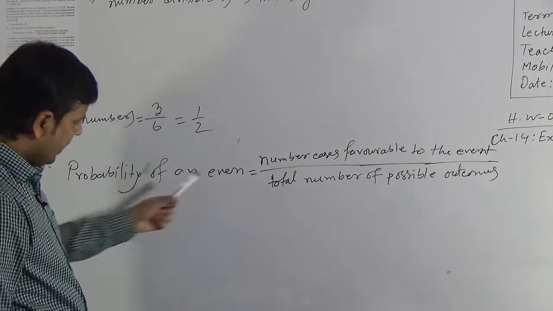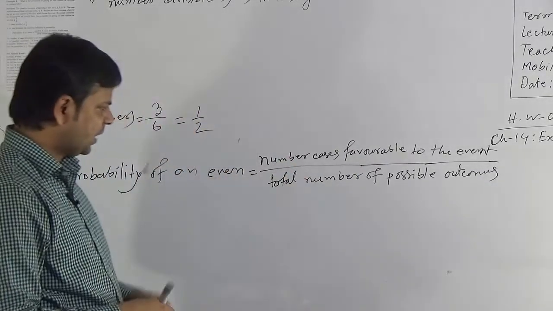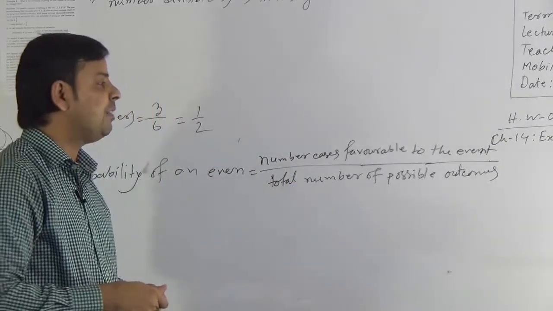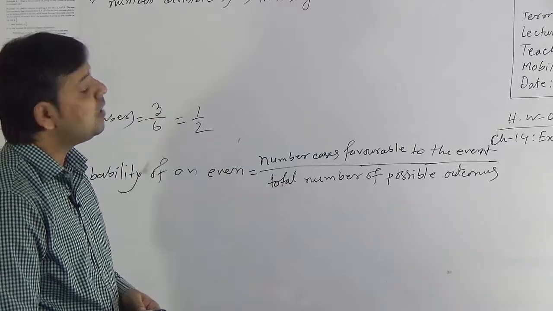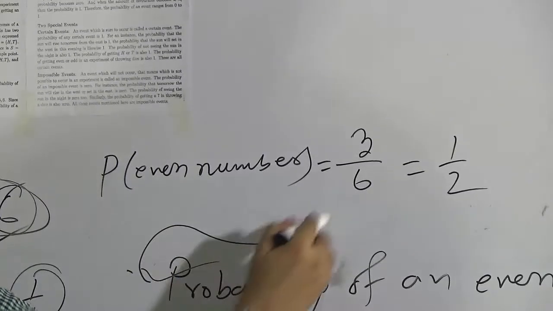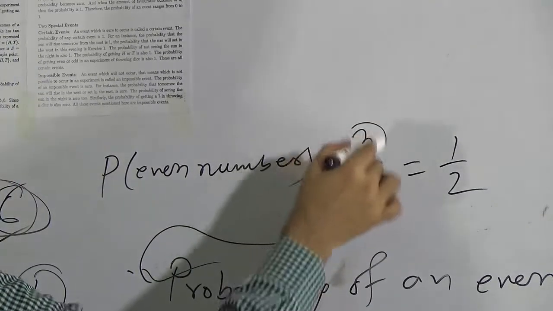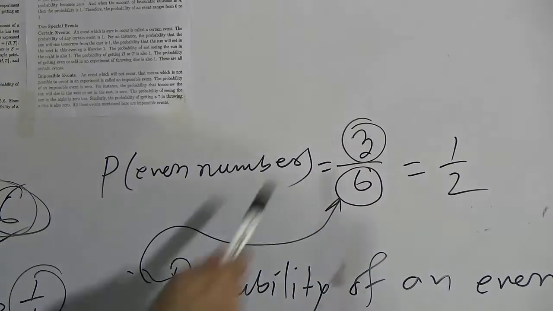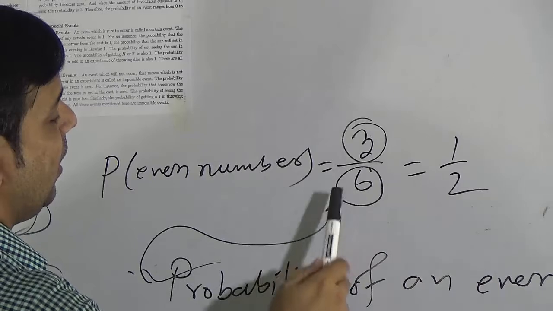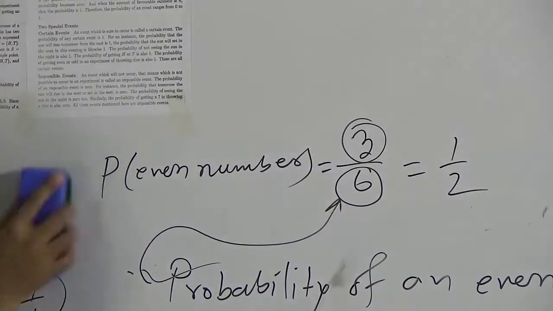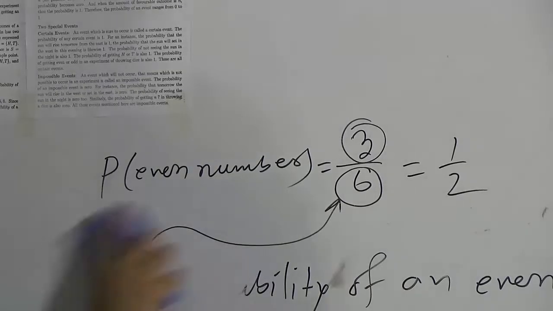Okay dear students, here in the numerator we can write the number of favorable outcomes of the event. So this is the formula for determining probability: this is favorable outcomes and this is the number of all possible outcomes. Okay dear students, so we can go to the next topic.